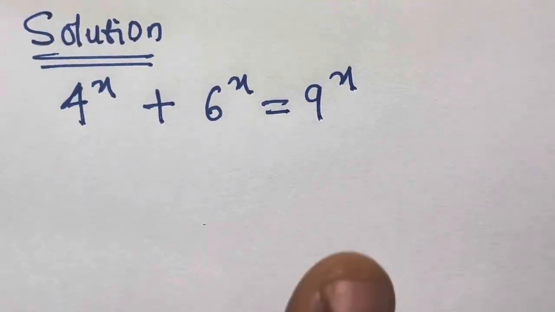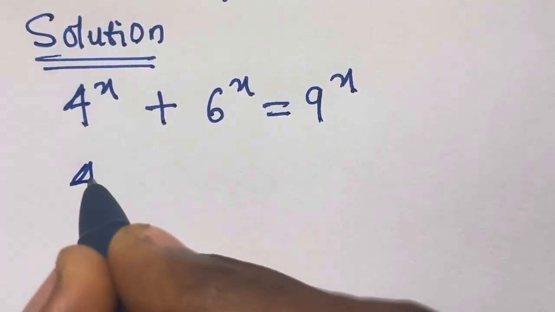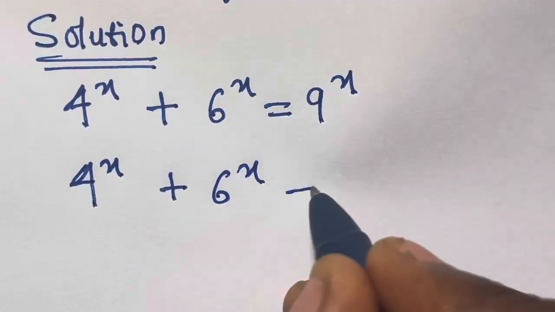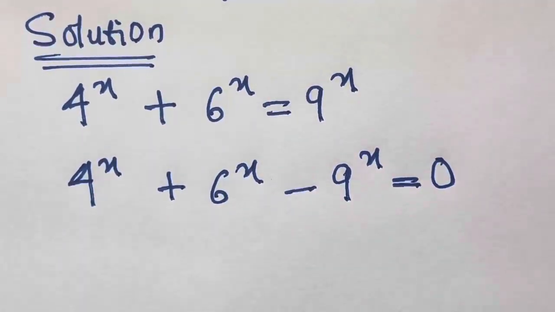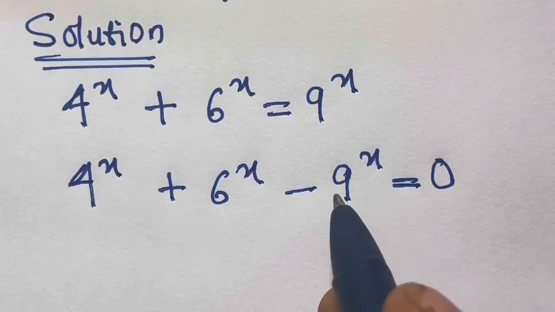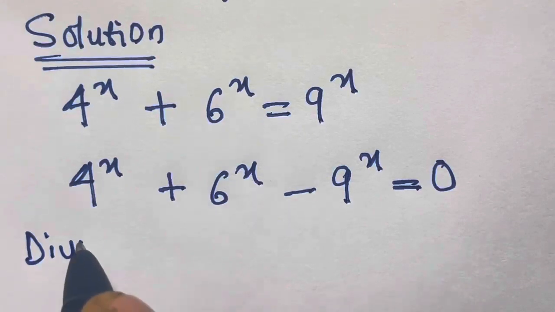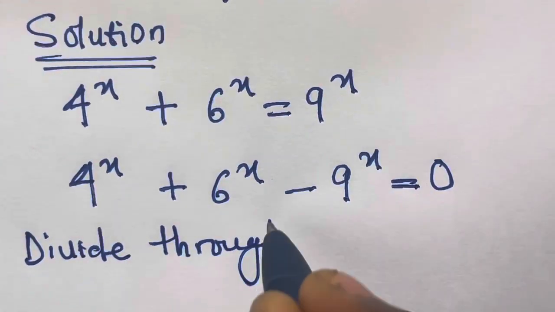So from here, if we just transfer this 9 raised to power x to this side, we have 4 raised to power x plus 6 raised to power x minus 9 raised to power x equals 0. Right? So from here, we divide through by 9 raised to power x.